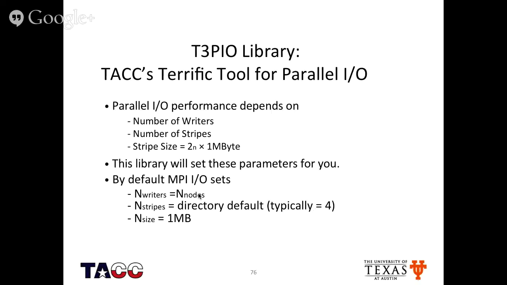So if you have 10 nodes, you might want to write to 40 stripes. But 4 times the number of nodes is about the best you're going to do on most systems. Maybe you can do a little bit better, but there's a limit to how many stripes you want to be on. One of the problems you have is that Lustre is a shared system, so when all of you are writing files, you're writing to the same hardware.